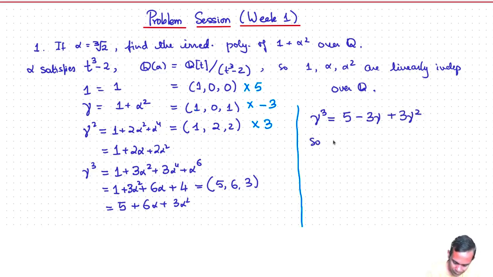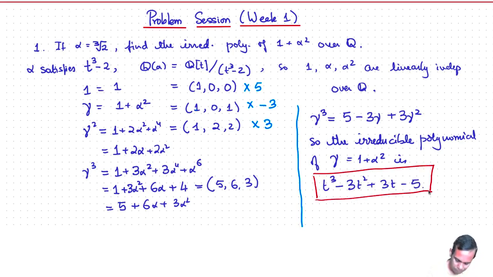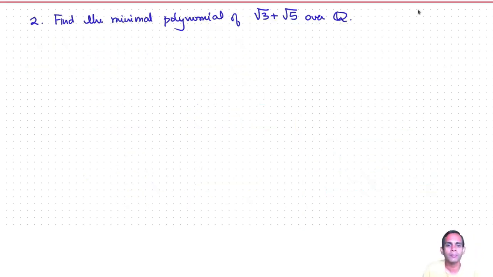And so the irreducible polynomial of gamma, which is just 1 plus alpha squared, is t cubed minus 3t squared plus 3t minus 5. And that's your solution. Here's the second problem.